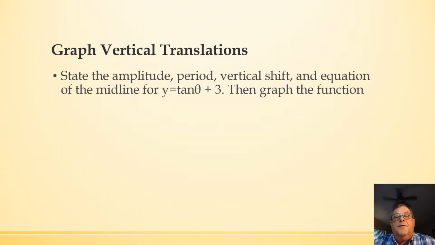Another type of translation that we can encounter in trigonometric functions is a vertical translation. And this is very similar to what we saw in many other functions as a vertical shift. Now, going back to the general form, we're doing a tangent here.